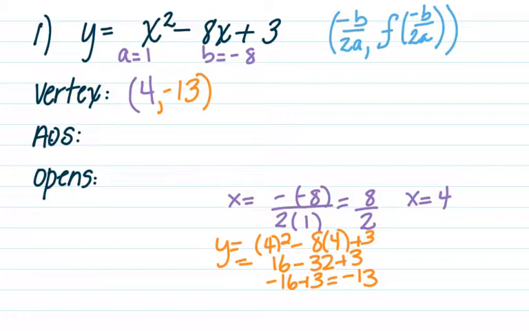So the AOS is the x-coordinate in your vertex. So our line is going to be x is equal to 4. And determining whether your parabola points up or down has to do with whether a is positive or if a is negative. If a is positive, then it's going to point up. You can kind of think about a smile. If you're positive, you've got your smile pointing up. If you're negative, you kind of have a frown. It's pointing down. So our a here is a positive 1, which means our parabola is going to point upward.